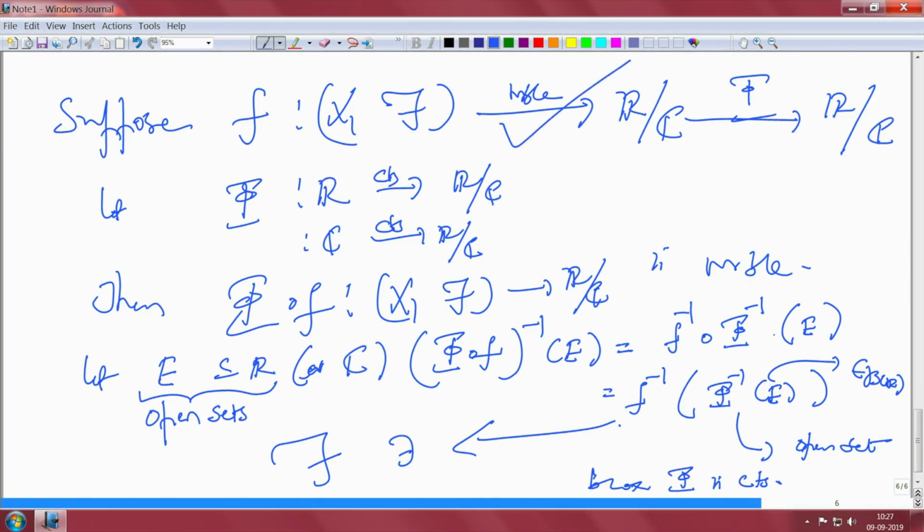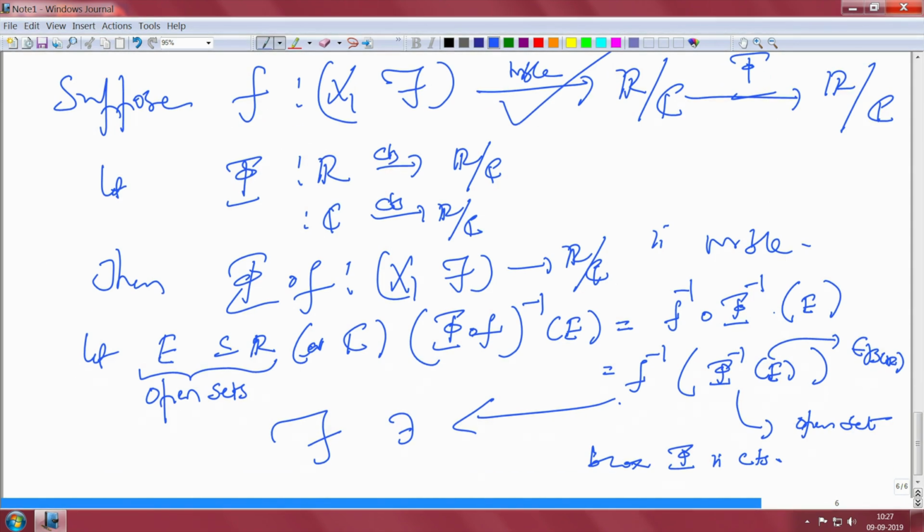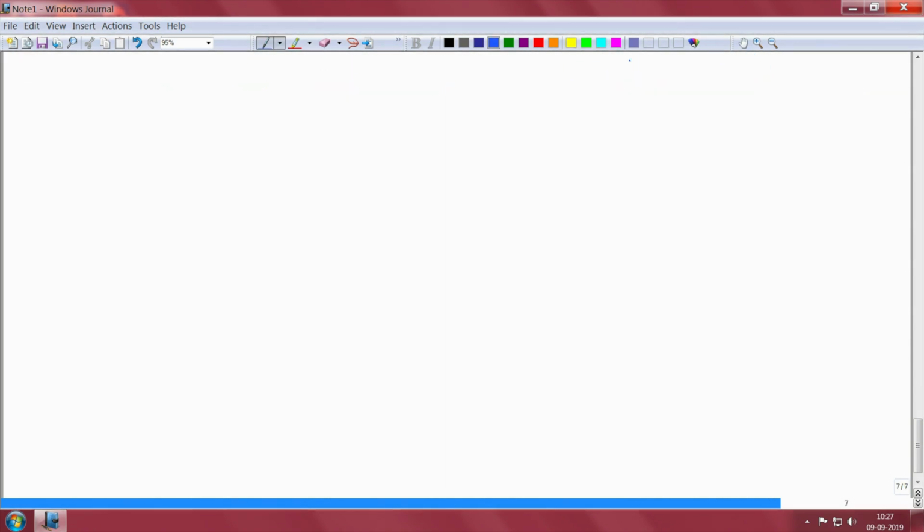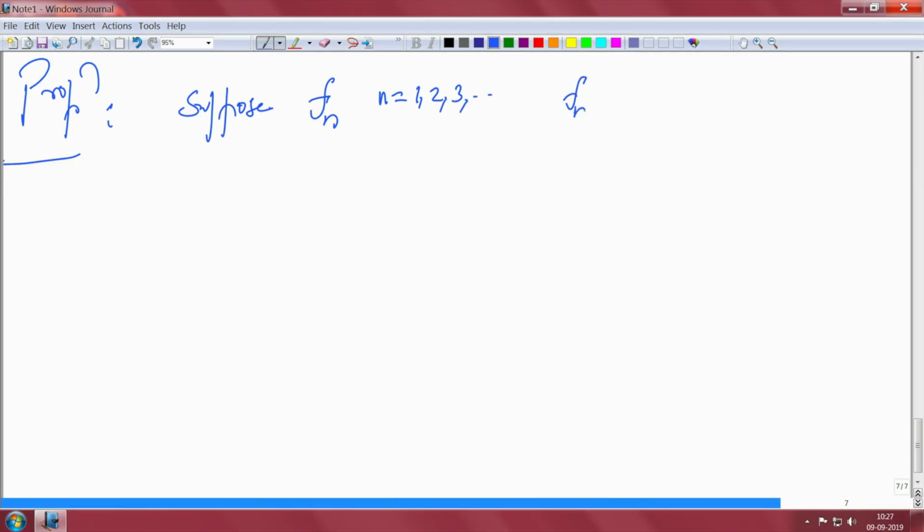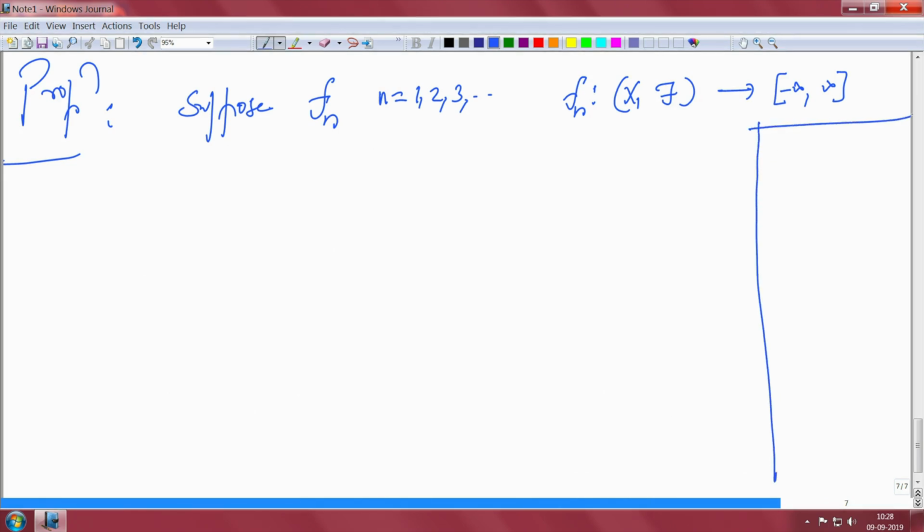Okay, so we will continue with some more such things. So let's write a proposition. Suppose f_n, for n = 1, 2, 3, etc., infinitely many, are measurable. Let us say it takes values in the closed interval minus infinity to plus infinity. Let me say a few things about the closed minus infinity to plus infinity before we go ahead.